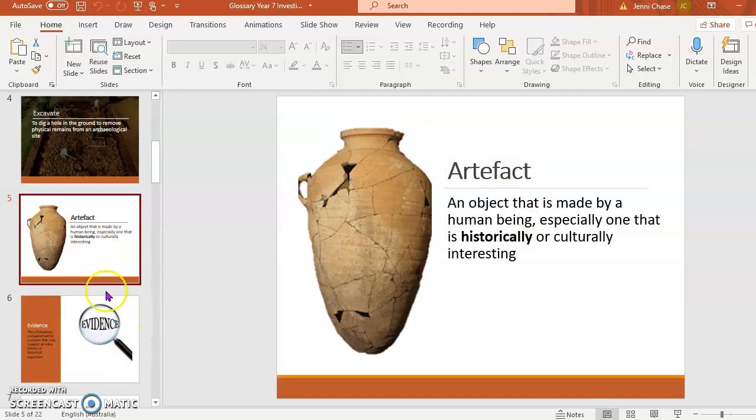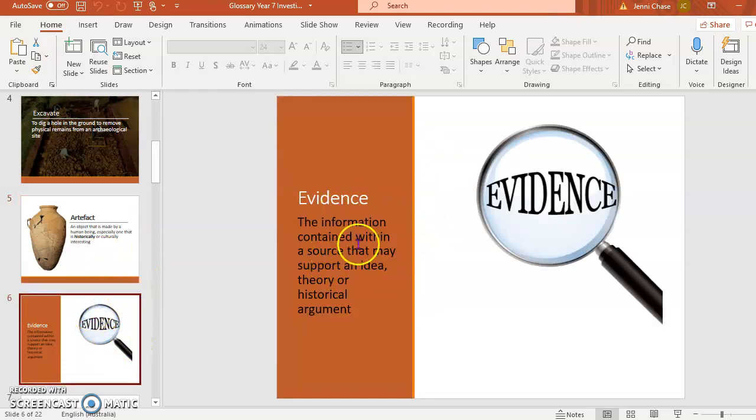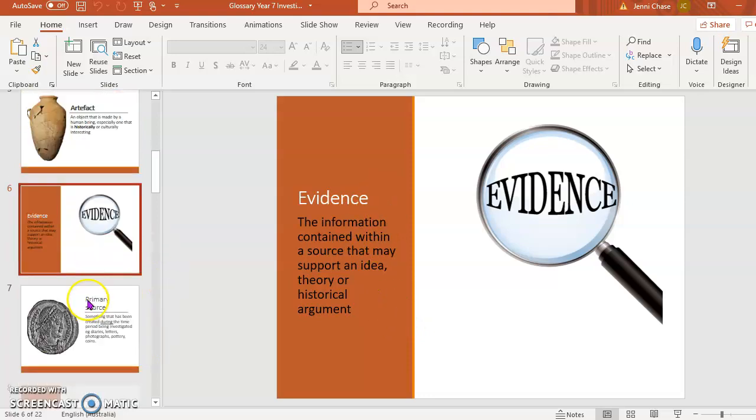So artifacts are an example of evidence. That's information contained within a source, like an artifact, that may support an idea that a historian has, or a theory, or an argument. You should be used to using evidence in geography to back up your point. And it's very important in history as well, because history is not just about dates and dead people, it's about understanding what life has been like in the past, and you need evidence to back up your theories on that.